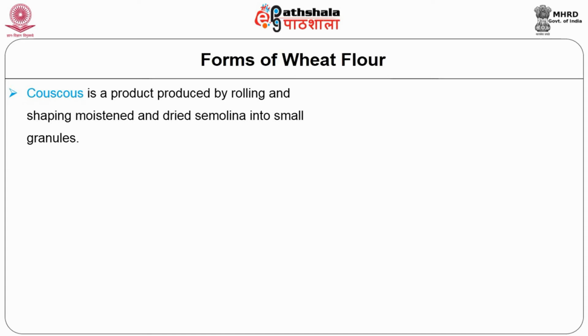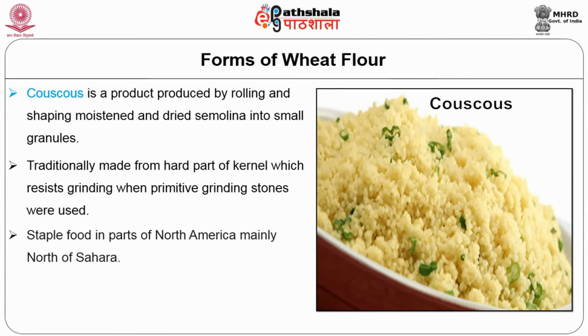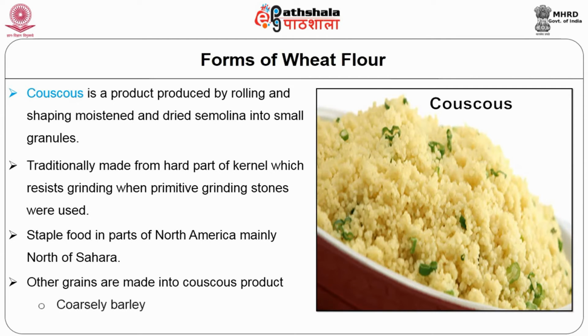Couscous is a product produced by rolling and shaping moistened semolina into small granules, which is then dried. Couscous was traditionally made from the hard part of the kernel that resisted grinding when primitive grinding stones were used. Couscous is a staple food in many parts of northern Africa, especially north of Sahara. Today, other grains are also made into a couscous product, such as coarsely ground barley and rice.